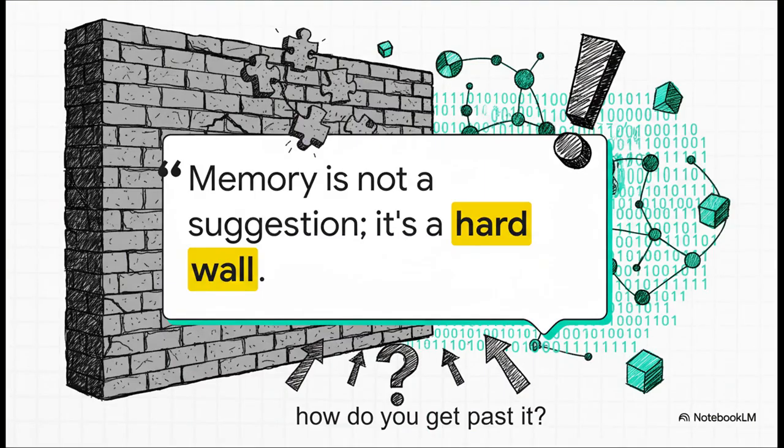And this quote just says it all, doesn't it? Memory is not a suggestion, it's a hard wall. That is the brutal reality for engineers. You can't negotiate with it, you can't ask it to be a little more flexible. It is a hard physical limit. If your model and all that scratch paper data don't fit, the whole thing just stops. Game over. So, how do you get past a wall you can't break?